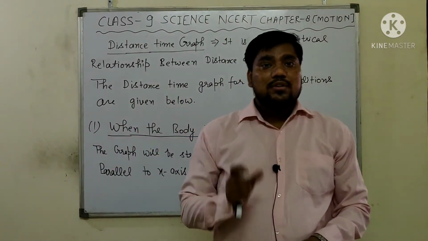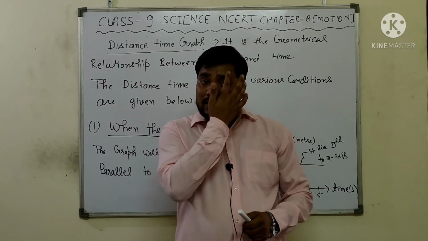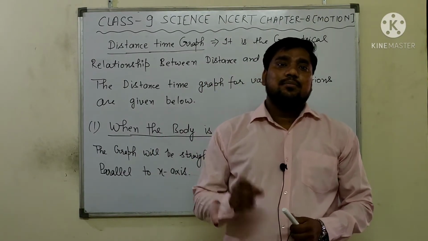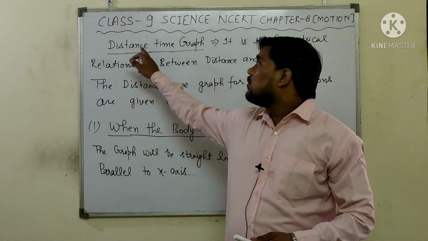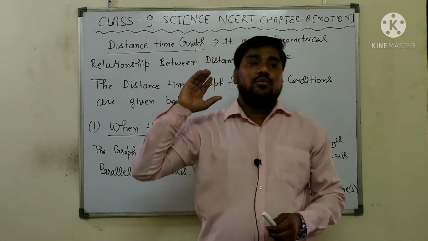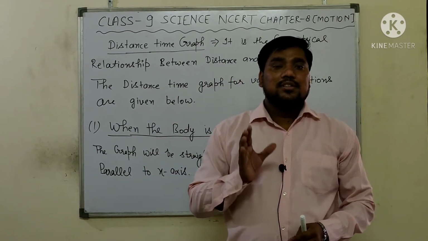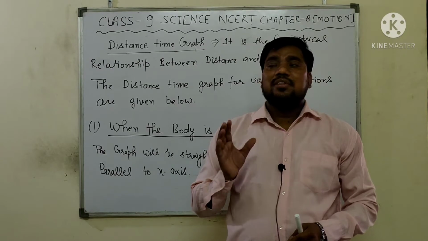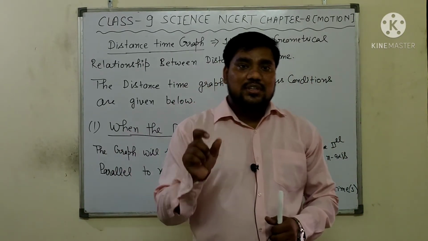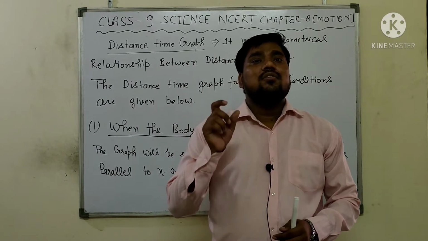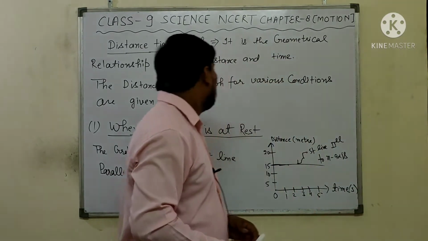I have told you what a graph actually is, and I just want to recall the concept. A graph is nothing but the geometrical relationship between two quantities. Right now we have two quantities, distance and time. So the distance-time graph is the geometrical relationship between distance and time. If we draw a graph using distance and time data, then the graph is called a distance-time graph.